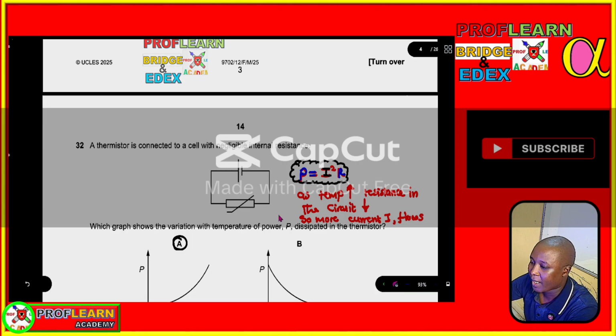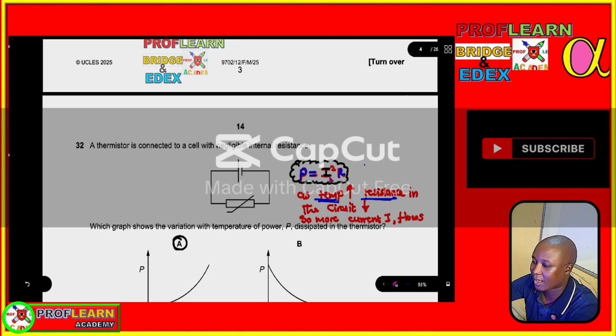But we know as temperature increases, resistance of a thermistor decreases. So as temperature increases, resistance decreases. And if resistance decreases, there will be more current flowing in this circuit. If there is more current, we need to remember that power dissipated, power lost, is equal to P equals I squared R.